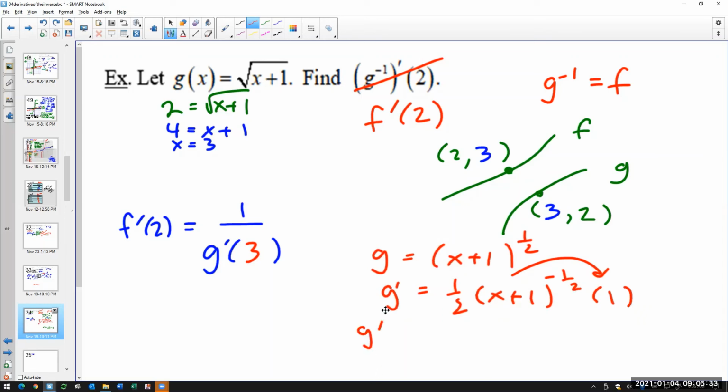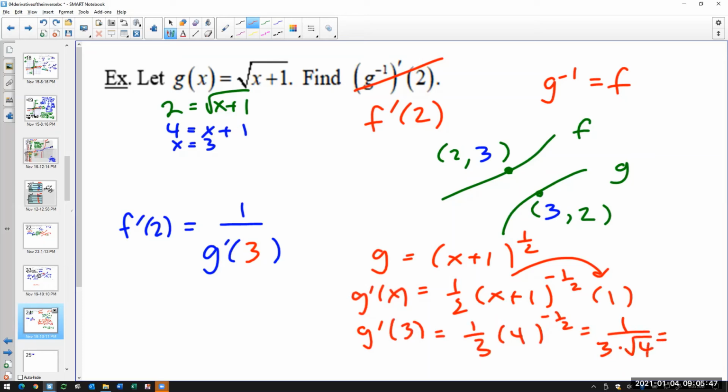But I don't want g prime of x. I want g prime of 3. So that means everywhere there's an x, I'm going to put in 3. So this is actually 4 raised to -1/2, but that's really 1 over the square root of 4. So did you get 1? No, that's not right. Is this a 2? Yeah. So did you guys get 1/4? Okay, careful, this is 1/4 on the denominator.